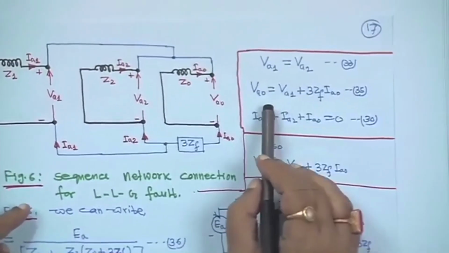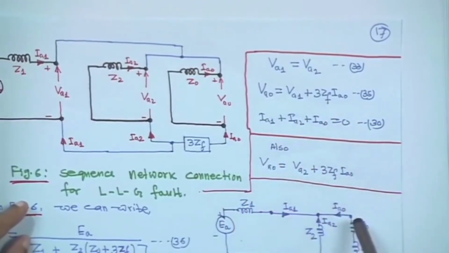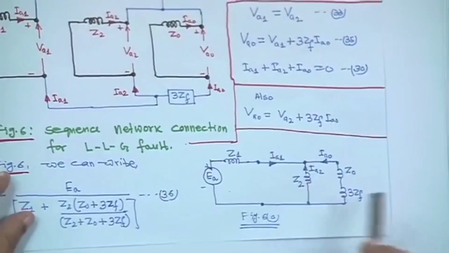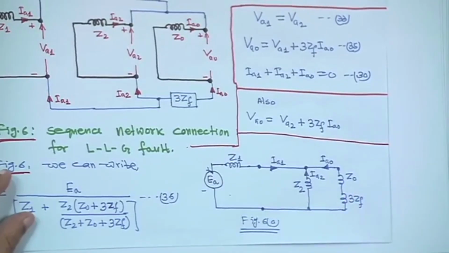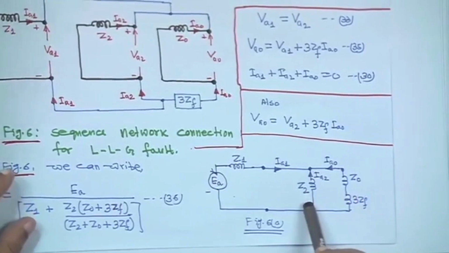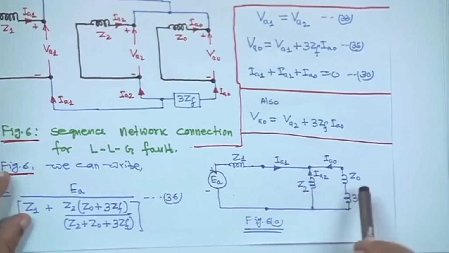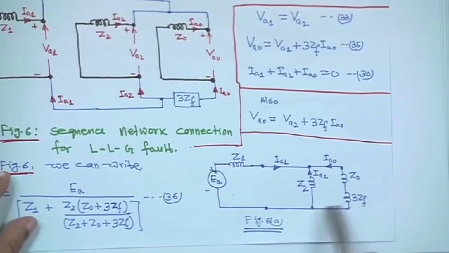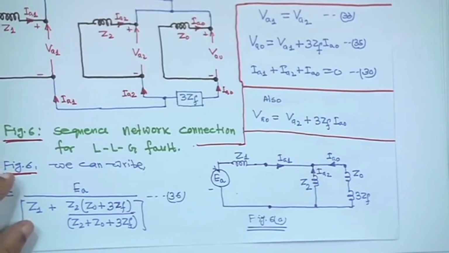It suggests also that VA0 is equal to this, the negative sequence and this 0 sequence, these two are in parallel. So, their equivalent will be Z2 into Z0 plus 3ZF divided by Z2 plus Z0 plus 3ZF.